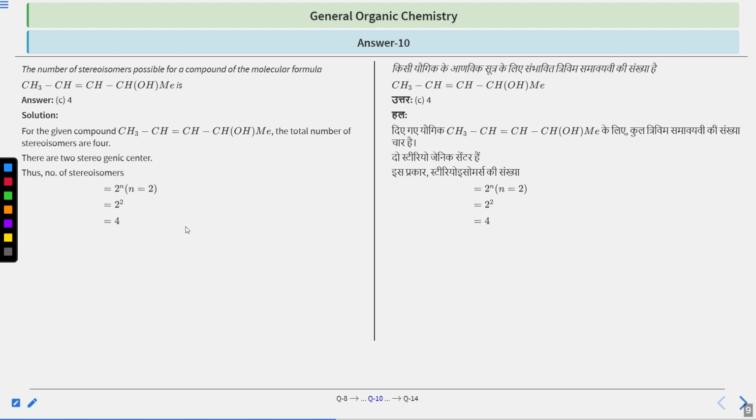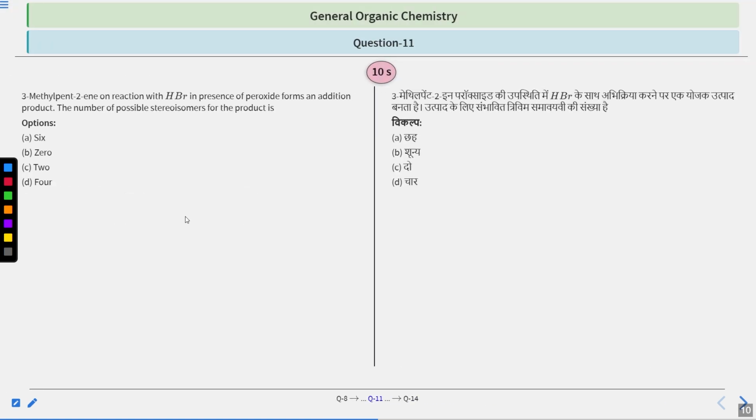Now let's move to the next question. Question number 11. 3-methyl pent-2-ene on reaction with HBr in presence of peroxide forms an addition product. The number of possible stereoisomers for the product is: options are 6, 0, 2, 4. You have 10 seconds to solve this question. After that, we will see the answer.